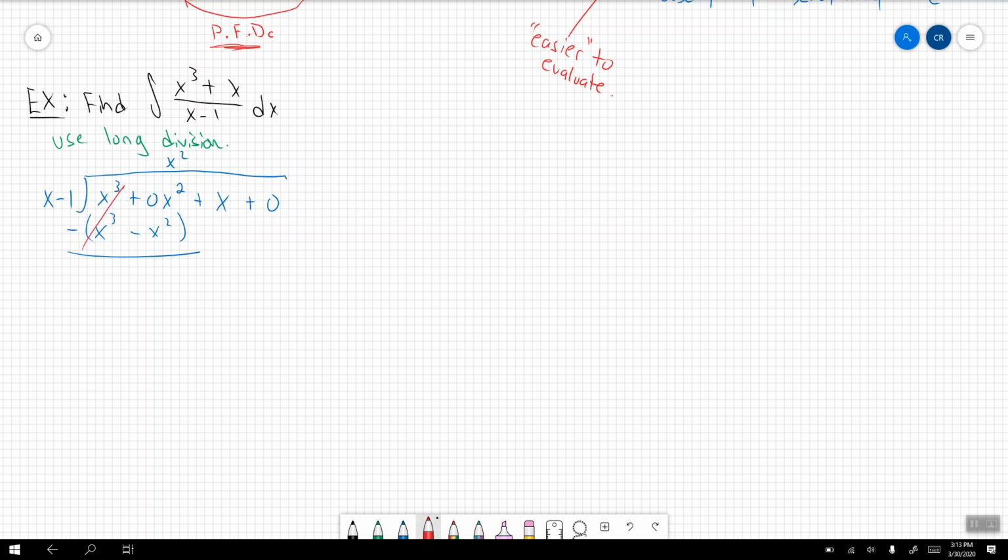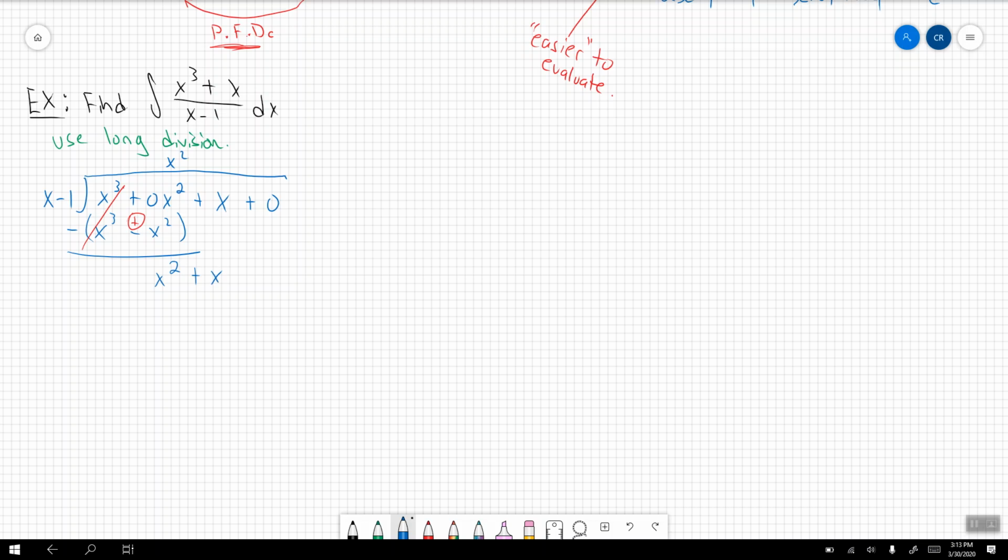The first term cancels automatically. The second term, that negative gets distributed, and it now turns into a plus. Which means for the second term now, we're going to bring everything down. That's going to be x squared. Bring this next term down, plus x.